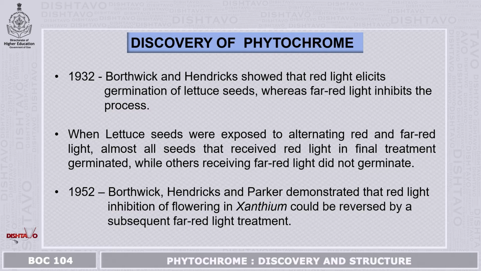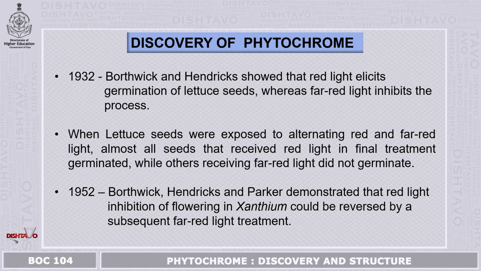Then they exposed lettuce seeds to alternating cycles of red and far red light. Whenever the seed received red light as the last light treatment, it germinated, while those seeds which received far red light last did not germinate. This means far red light inhibited the growth. This was in the case of lettuce seeds.